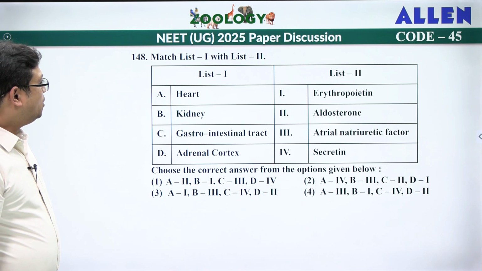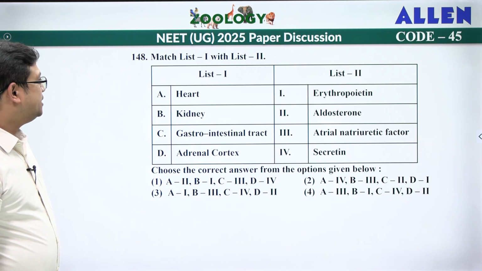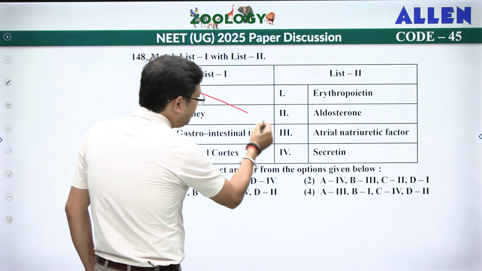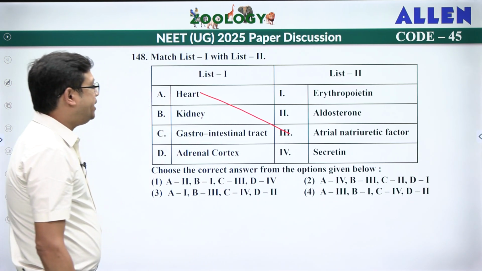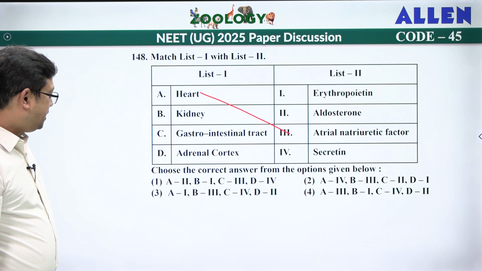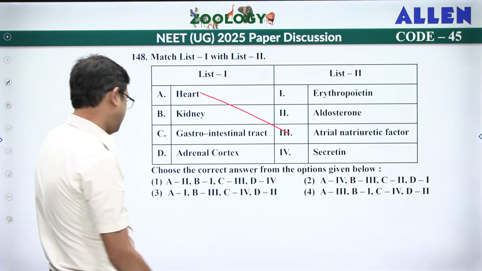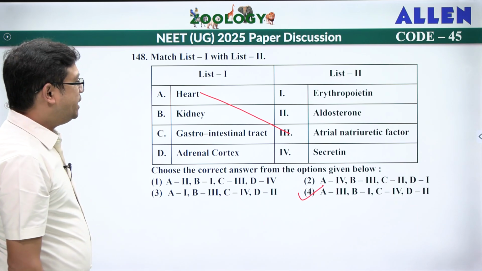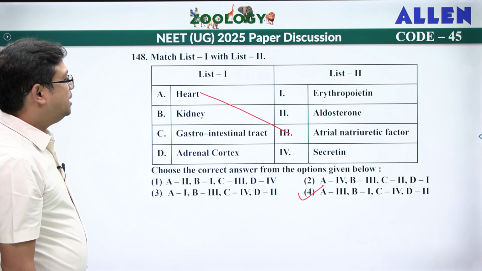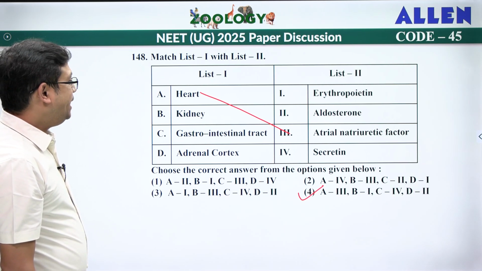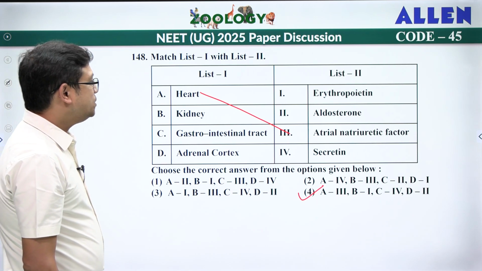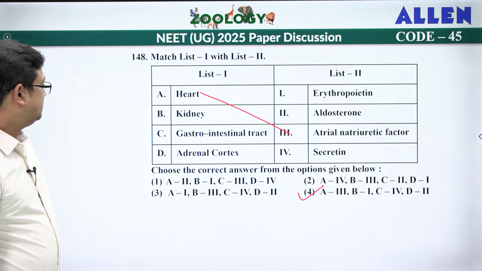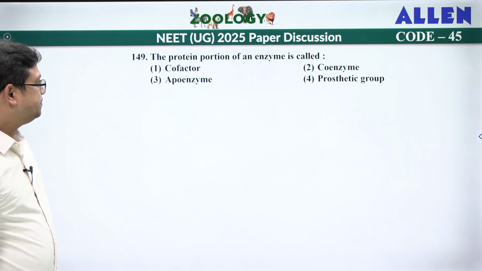Okay, so here are the organs and we have to match them with their respective hormones. Heart produces ANF, atrial natriuretic factor. So A should be 3. How many A3 are there? Only 1 is there. B is 1. Kidney produces erythropoietin, gastrointestinal tract produces secretin, and adrenal cortex produces aldosterone. Next.